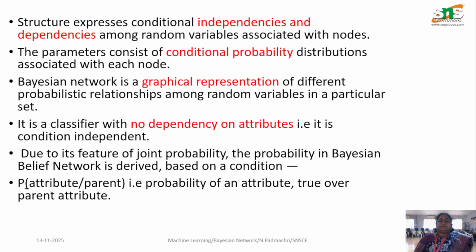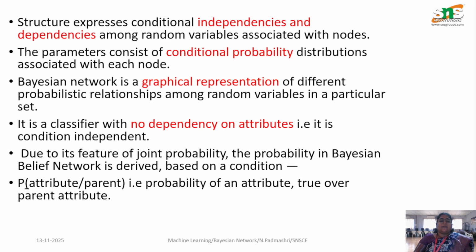So the structure expresses independencies and dependencies, based on the variable associated with each node. And the parameter, as I said, has a conditional probability associated with each node. So how do we define a Bayesian network? It is a graphical representation of the different probabilistic relationships among the random variables present in a particular set, say some set A or B.